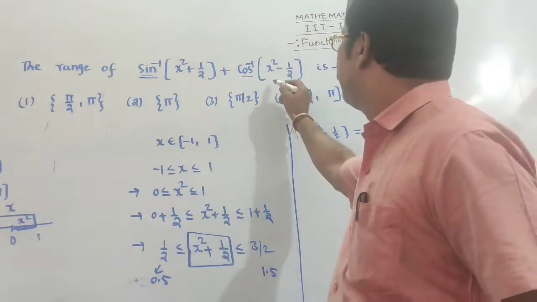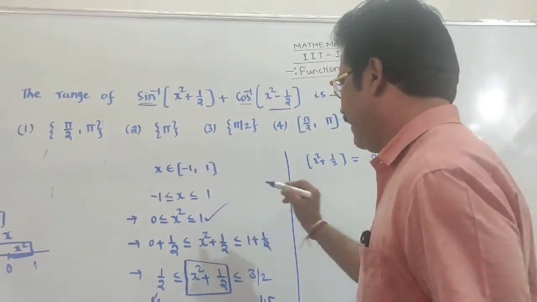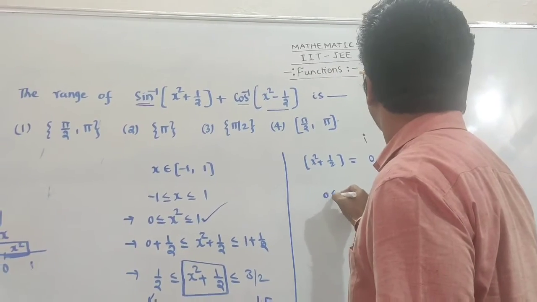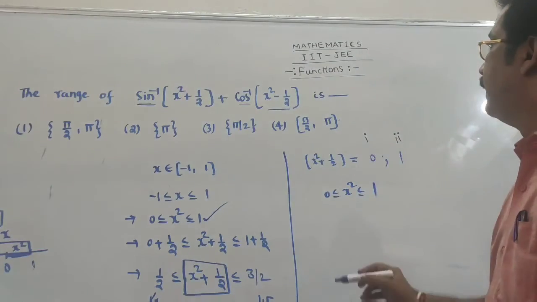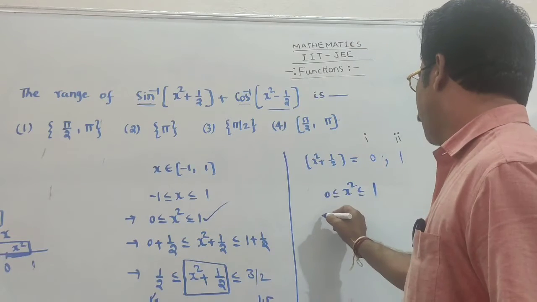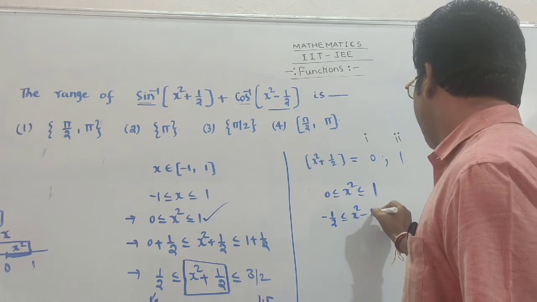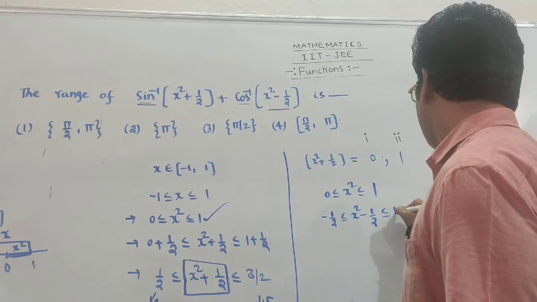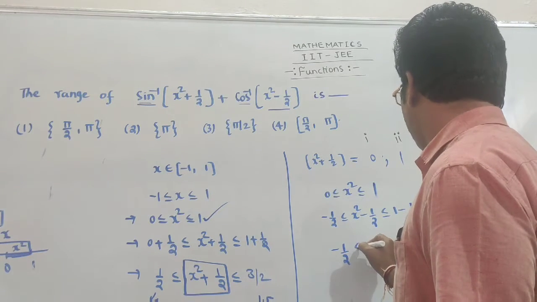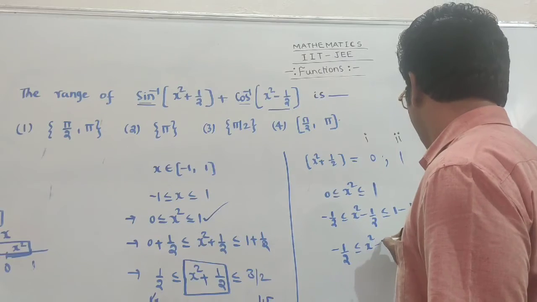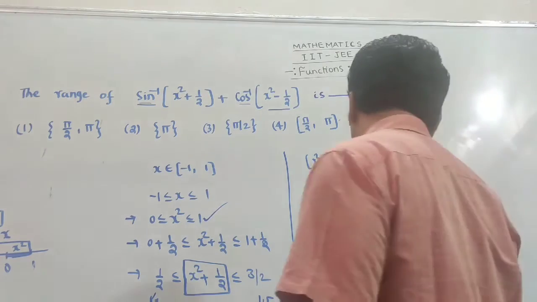Okay, let us discuss x square minus 1 by 2 also. So already we said 0 less than or equal to x square less than or equal to 1. Next minus 1 by 2 is there. So minus 1 by 2 less than or equal to x square minus 1 by 2 less than or equal to 1 minus 1 by 2. So it is minus 1 by 2 less than or equal to x square minus 1 by 2 less than or equal to plus 1 by 2.